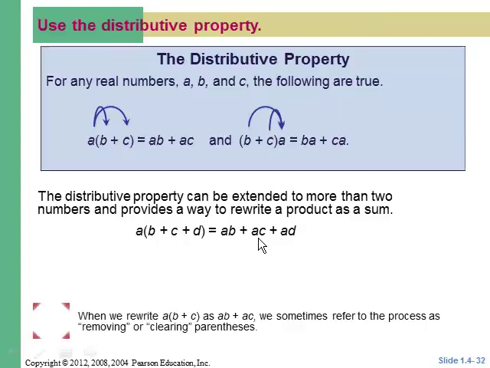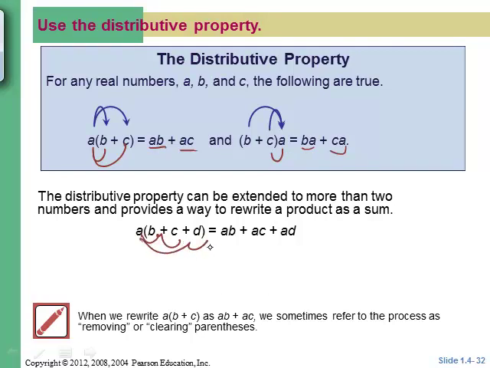How do we use the distributive property? Well, the distributive property tells us that we're going to distribute. In this case, the A is going to be distributed to the B and the C. So we have AB and AC. We could also distribute it at the end, BA plus CA. You can distribute amongst 3 things, or 4 things, or 5 things. We sometimes call this removing or clearing the parentheses.